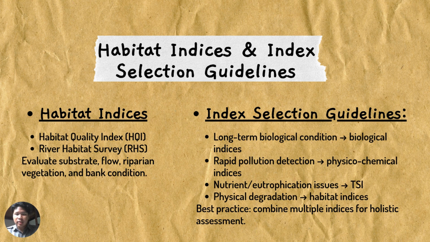So the next is habitat indices and index selection guidelines. Habitat indices, such as the Habitat Quality Index or River Habitat Survey, evaluate physical conditions like substrate, flow, riparian vegetation, and bank structure. As for choosing indices, for long-term biological condition, use biological indices. For rapid pollution detection, use physical-chemical indices. For nutrient issues, use TSI. And for physical degradation, use habitat indices. Best practice is always to combine multiple indices for a more holistic assessment.